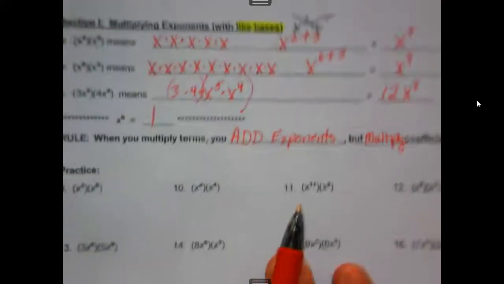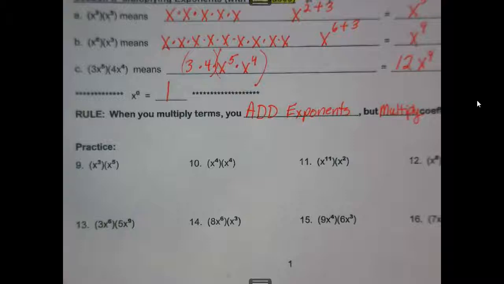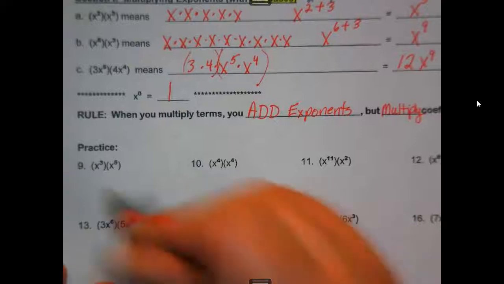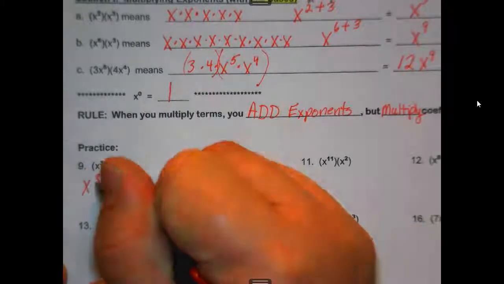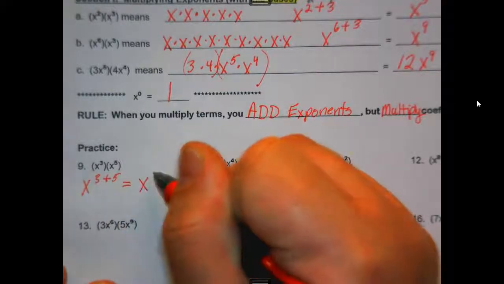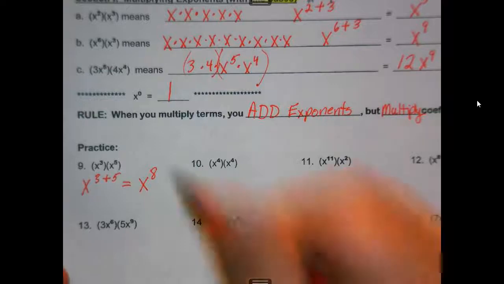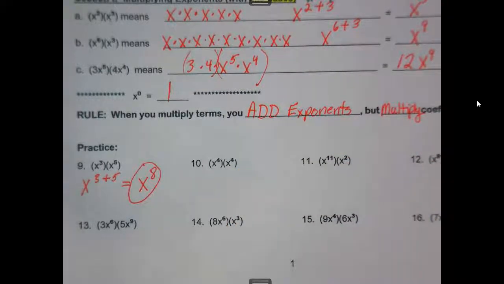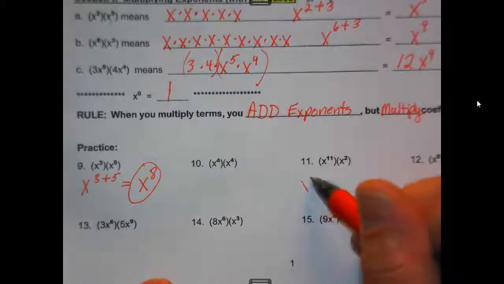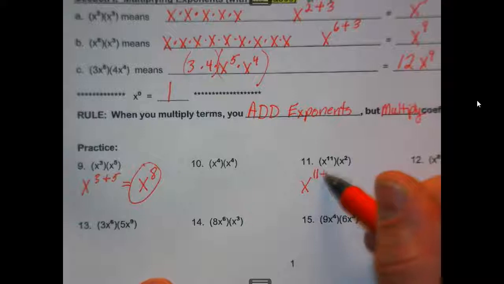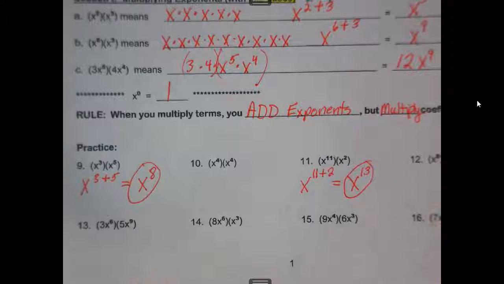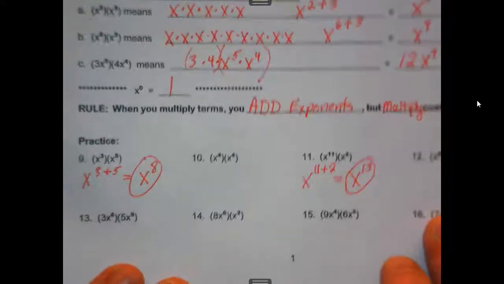Number 9. I have x cubed times x to the 5th. So I have the same base, so I'm going to add the exponents. So I get x to the 8th. Number 11, same base, so I'm going to add the exponents. So I get x to the 13th.